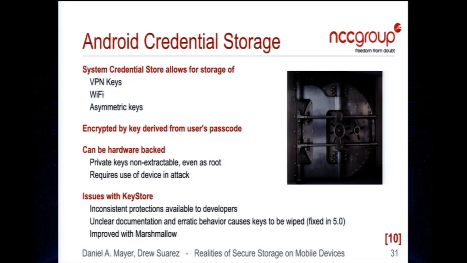So the Android Credential store stores VPN keys, asymmetric keys, Wi-Fi keys, and things like that. It's encrypted by a key derived from the user's passcode. It can be hardware-backed. A lot of models these days come with hardware-backed crypto storage, which means that the private keys are non-extractable from the device, even if you've rooted your handset. And it requires the use of the device in the attack, as I mentioned. However, there are some pretty serious problems with Keystore up until Marshmallow, which came out a month ago. There are very inconsistent protections applied and available to developers who use Keystore. And Keystore really didn't become a very realistic option, in my opinion, until Android 4.3 anyway.